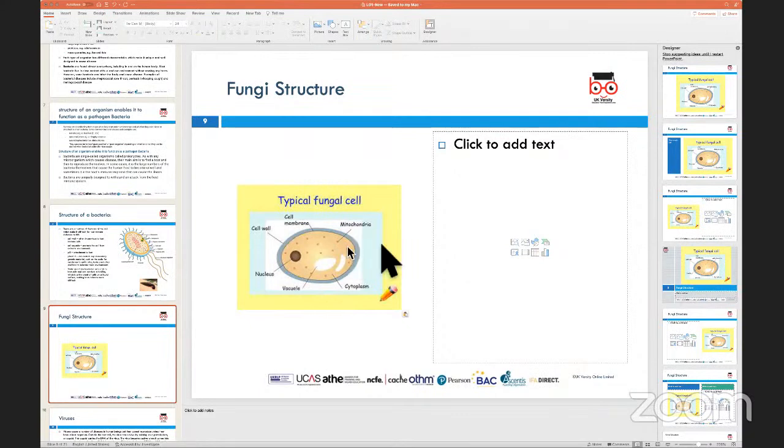Then you have mitochondria. Mitochondria is basically the powerhouse of the cell. It basically produces energy for the cell to be able to drive functions in it. You have cytoplasm, which is basically a gel-like fluid structure, and this essentially allows the cell to expand and grow and replicate.